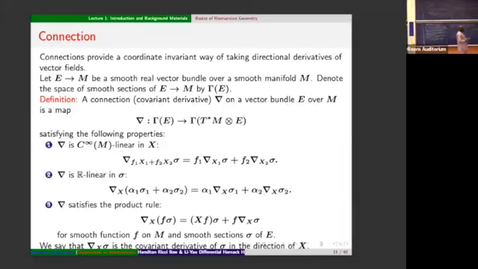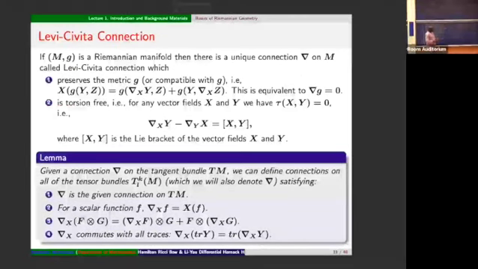And you have this property. It is infinitely linear in x. So you have this, and it is R linear, okay, in this form. And this one satisfies the product rule here. The most important to us here is the Levi-Civita connection. So this is the Levi-Civita connection.